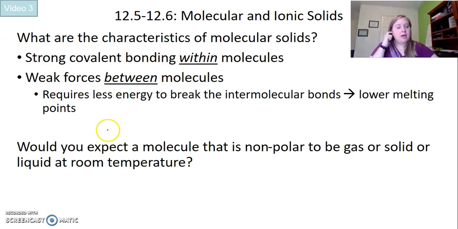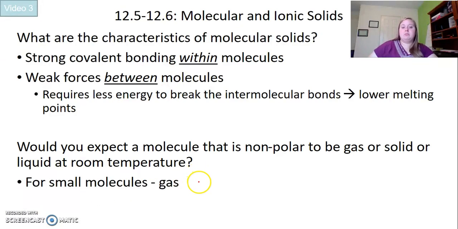And so just as a way to reinforce this idea of the weak forces between the molecules, it requires less energy to break the intermolecular forces, and because of that, they're going to have lower melting points compared to an ionic solid, which we'll talk about in a moment.